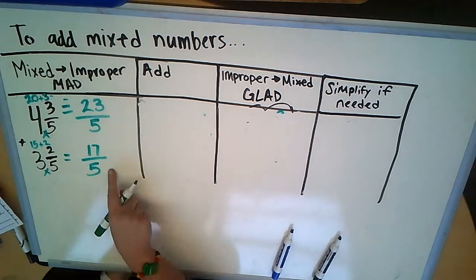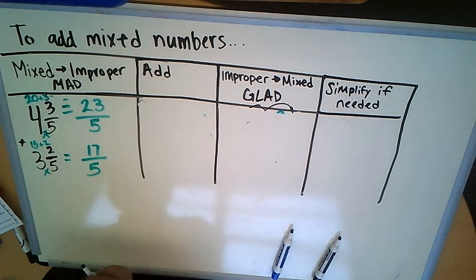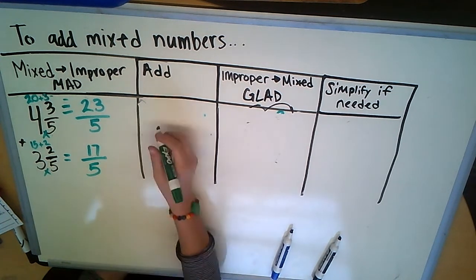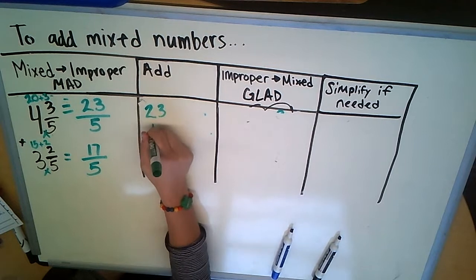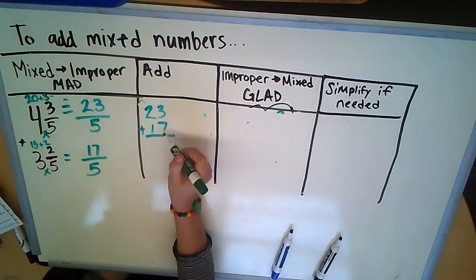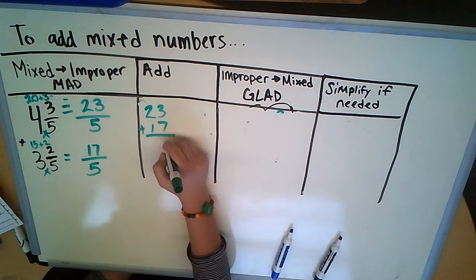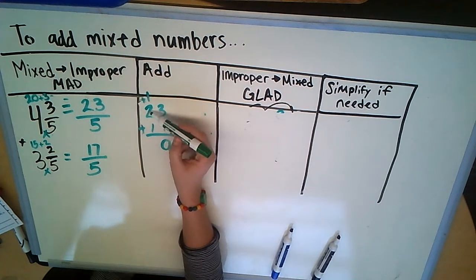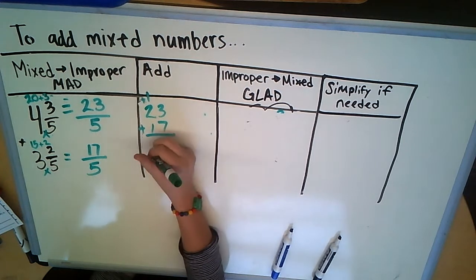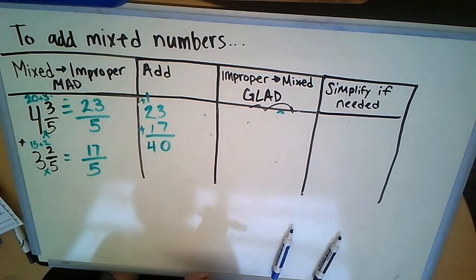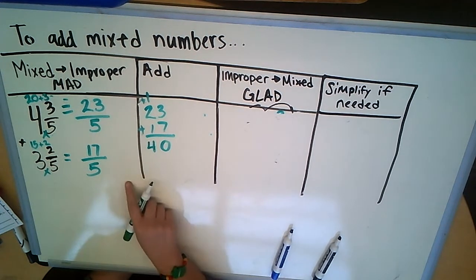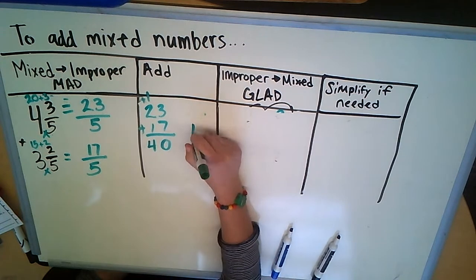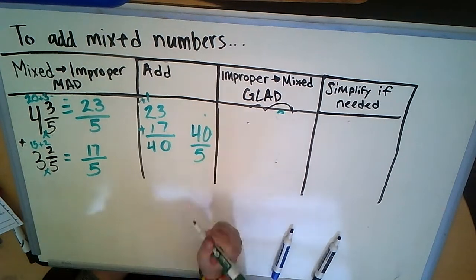Okay? Moving on to the adding part of it, the denominator stays the same. So we just need to add our numerators. 23 plus 17. So 23 plus 17, 7 plus 3 is 10. So we put our 0 down and carry the 1. 1 plus 2 is 3, plus 1 more is 4. Okay, so this is our numerator and our denominator is the same at 5. So it's going to be 40 over 5.